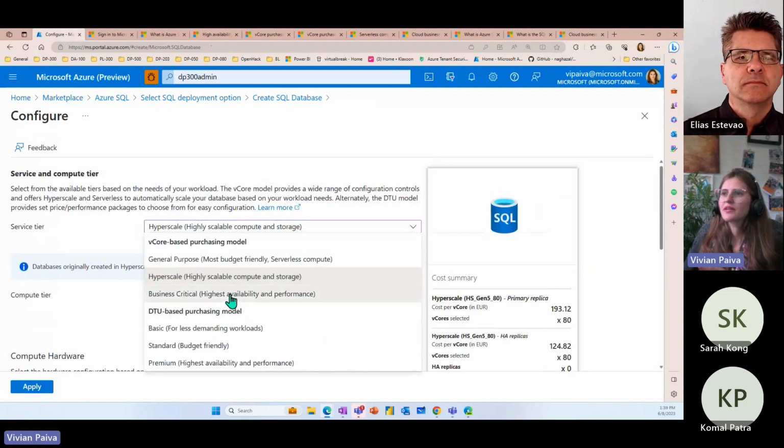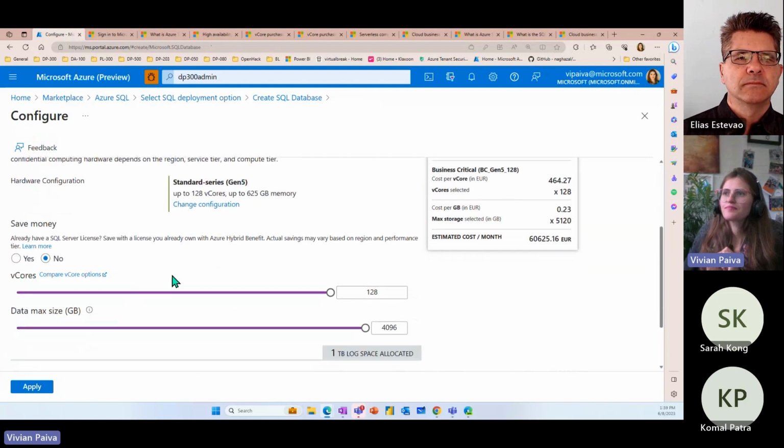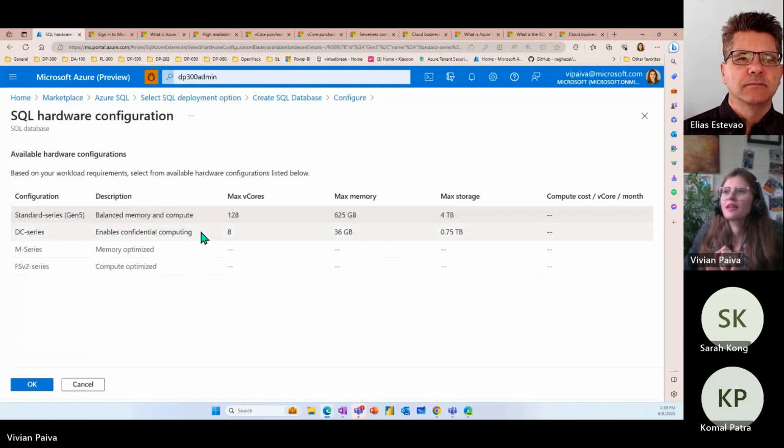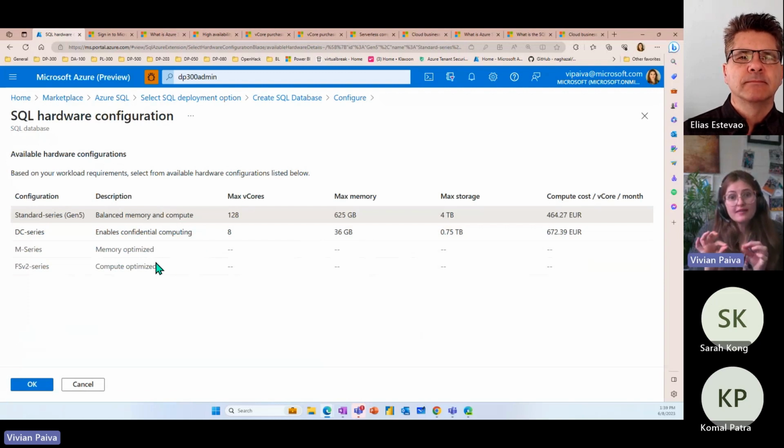And if we think about, for example, business critical, you see here, we have fewer options. So it is possible, right, to configure it, but we need to take into consideration the service tier and the region that we are deploying to.